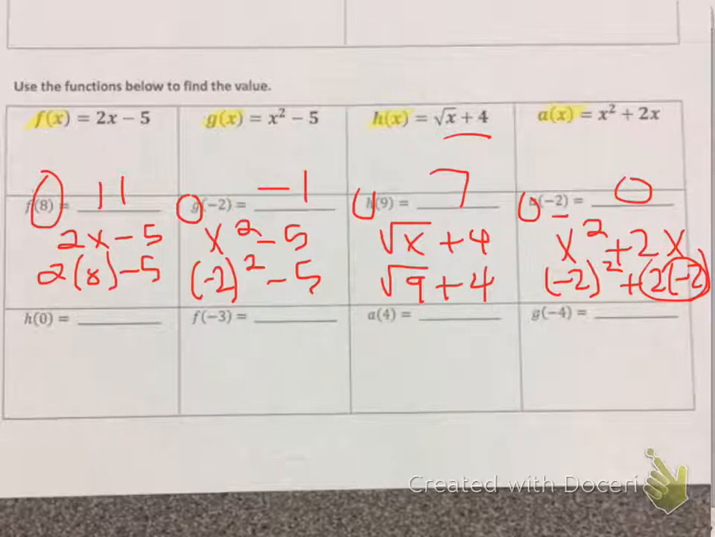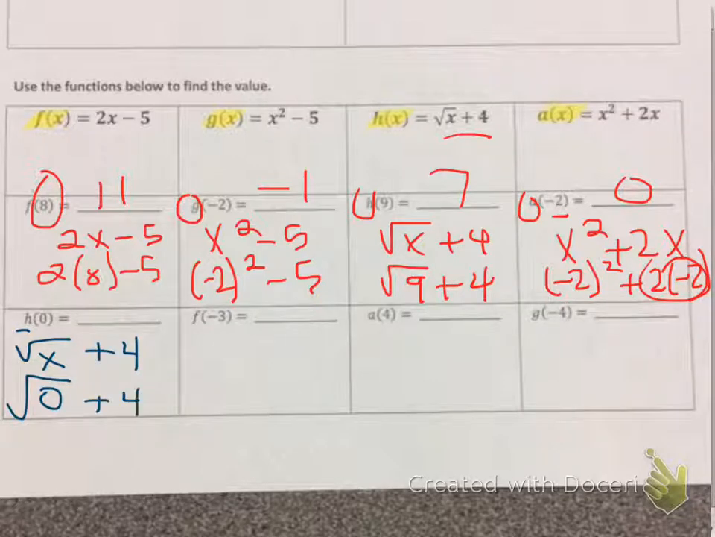All right, 4 more problems to go. So again, this says find h of 0, so we're using the h function. The h function is the square root of x plus 4. I'm putting 0 in place of the x, so I get the square root of 0, which is 0, and then plus 4, which is 4.